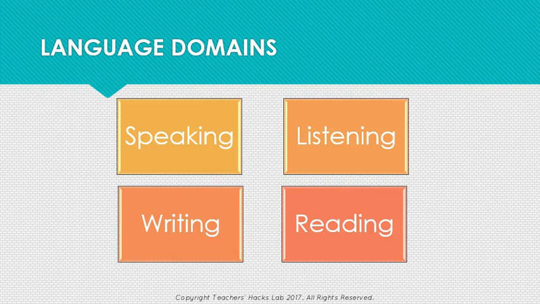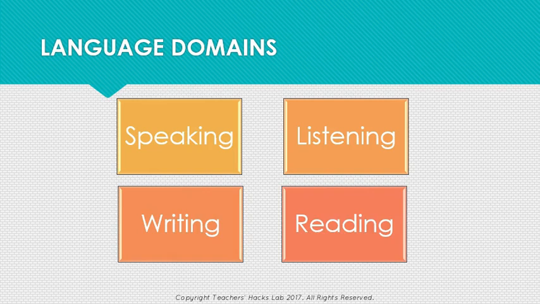Here are the 4 domains of language. We have speaking and listening, writing, and reading. Speaking and listening go together. Speaking is what they produce. Listening is a little bit more passive. Writing and reading is the same way. Writing is what they produce. Reading is a little bit more passive. You'll find that students listen and read before they are able to speak and write.